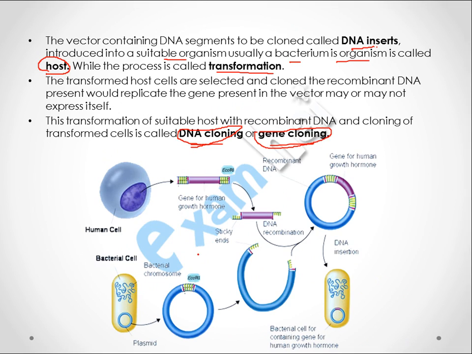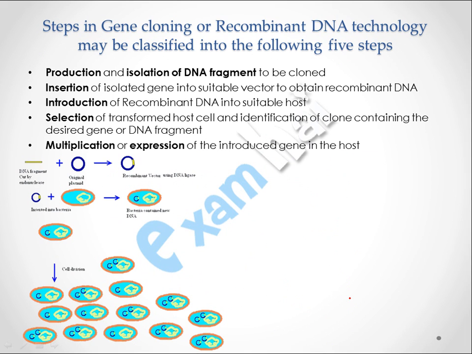But the bacteria whose plasmid DNA has been altered with the DNA of some other source is called the transformed host, and that process is called transformation. Now, the steps in gene cloning or recombinant DNA technology may be classified into the following 5 steps. So these 5 steps are the main steps which occur in gene cloning or recombinant DNA technology.